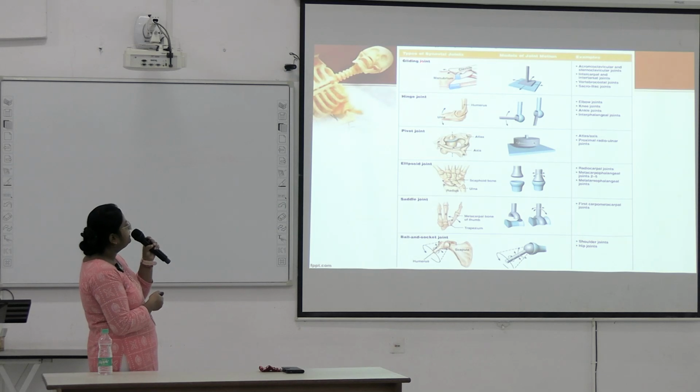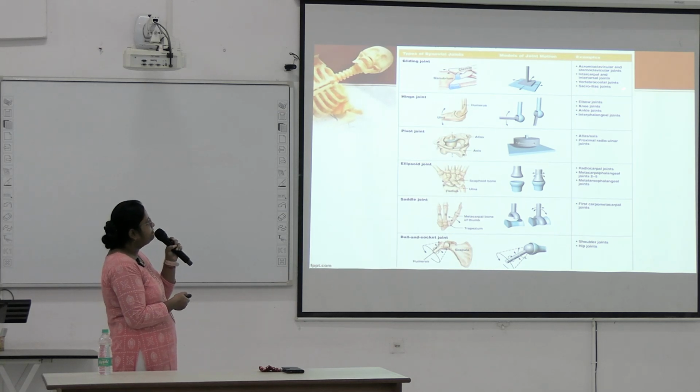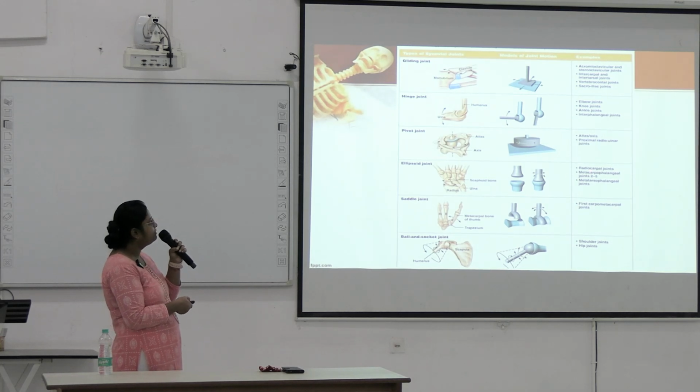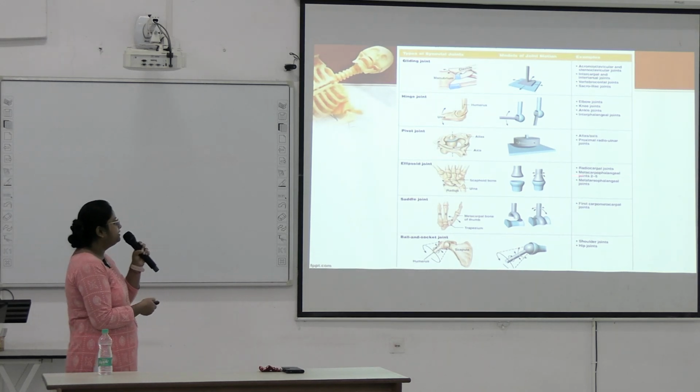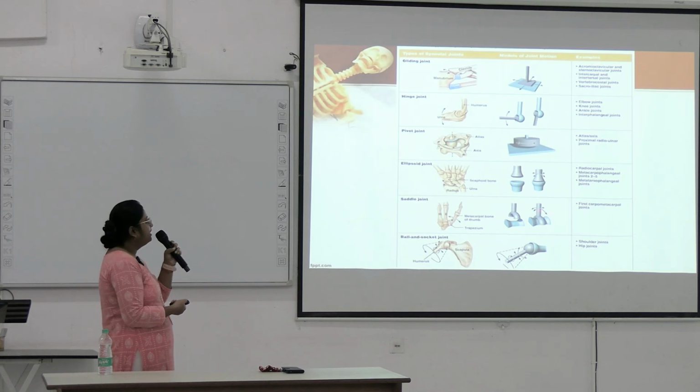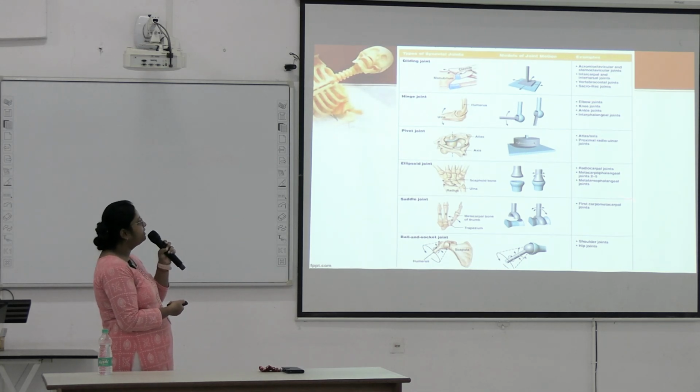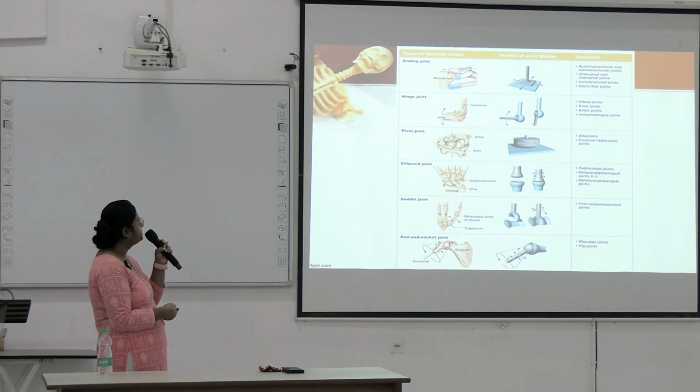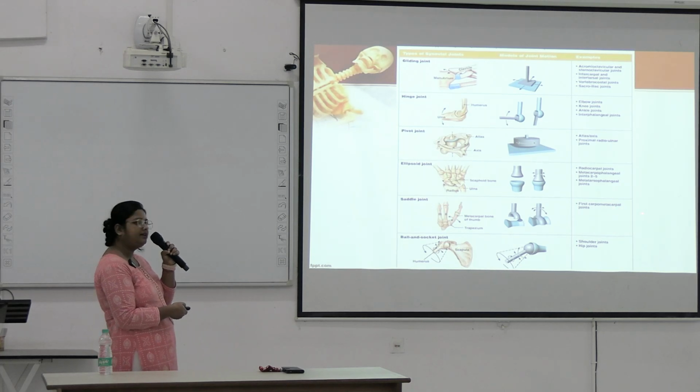See here, gliding joint or plane joint: acromioclavicular and sternoclavicular joint, intercarpal, intertarsal, vertebrocostal joints, sacroiliac joint. Hinge joint: elbow, knee, ankle, interphalangeal. Pivot is between atlas and axis, proximal radioulnar. Ellipsoid: radiocarpal, radiocarpal means wrist joint, metacarpophalangeal joints 2 to 5 and metatarsophalangeal joints. Saddle is first carpometacarpal joint, ball and socket, shoulder and hip.